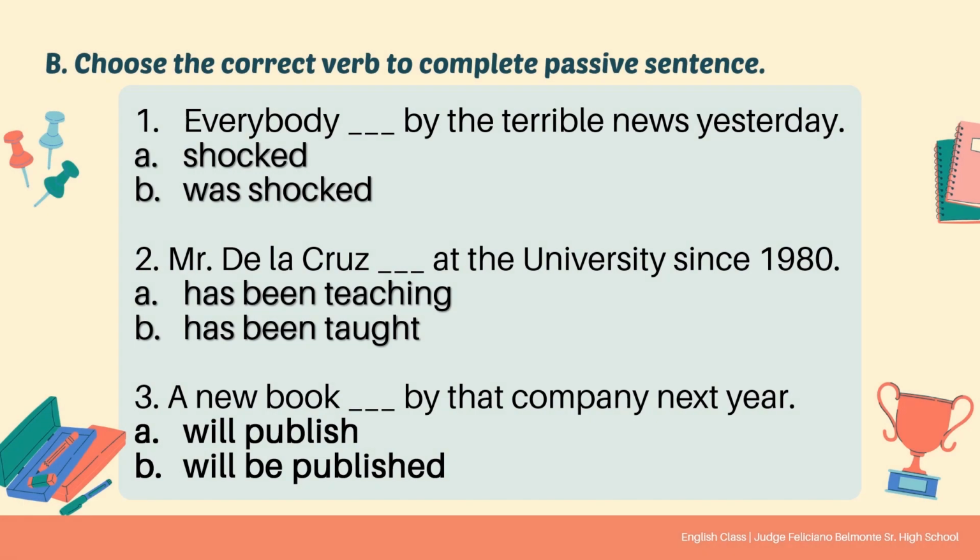I'm going to show you the correct answer in this activity. Number 1, everybody blank by the terrible news yesterday. Correct. It's letter B. Was shocked. So we have the be verb was and the past participle shocked.